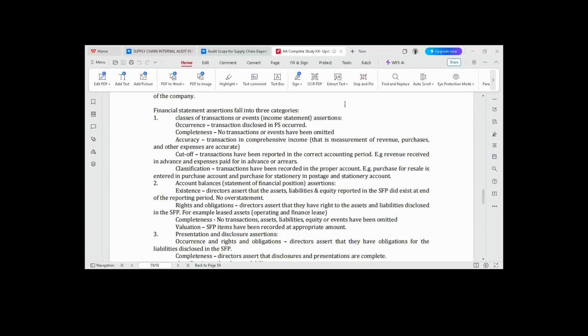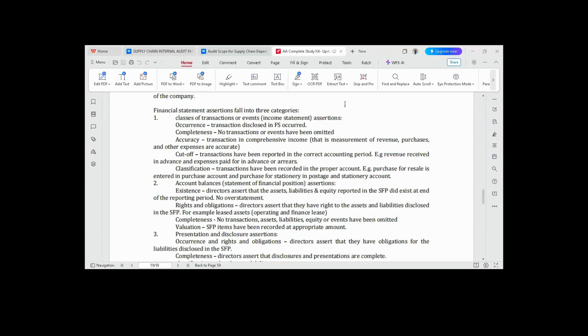So the second assertion the auditor will be testing is assertion based on account balances. Remember, the first one, I said that is based on what? Transactions and events. But in this second one, the auditor will be testing the assertion on what? Assets, liabilities, and equity interest. Because these are the components of your what? Statement of financial position. I take it again. The auditor will be testing assets, liabilities, and equity interest based on these assertions.